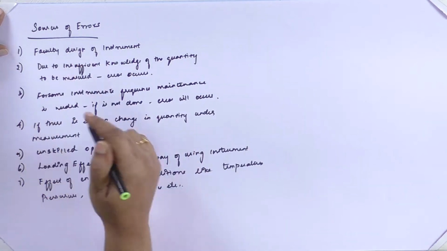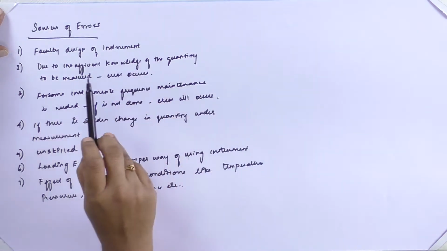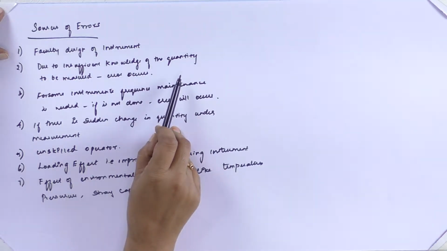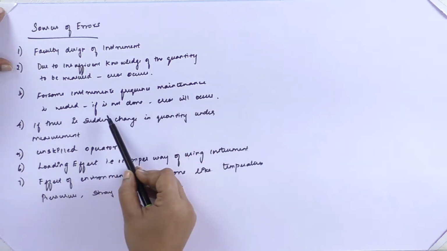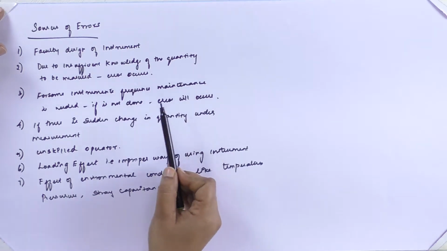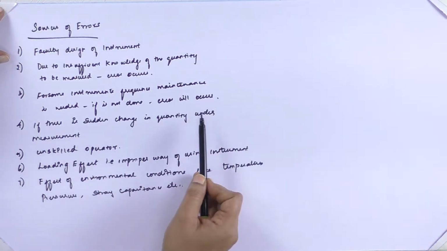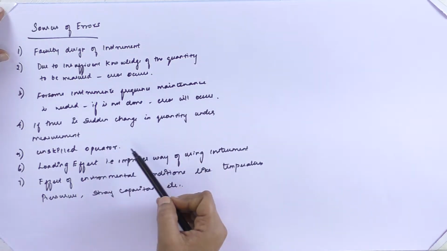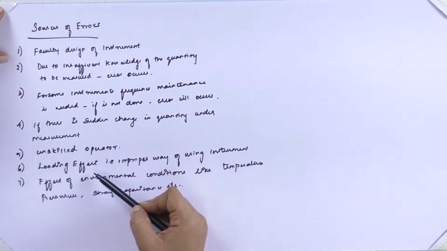So, first one is the faulty design of the instrument, which will cause a serious error while taking measurement, and due to insufficient knowledge in handling the instrument which is used for measuring the quantity to be measured, error will occur. And for some instruments, frequent maintenance is needed. If the frequent maintenance is not done, then error will occur. And also, if there is sudden change in the quantity under measurement, error will occur. And if an unskilled operator is using an instrument for measuring the unknown quantity, error will occur. And also, the loading effect causes error.